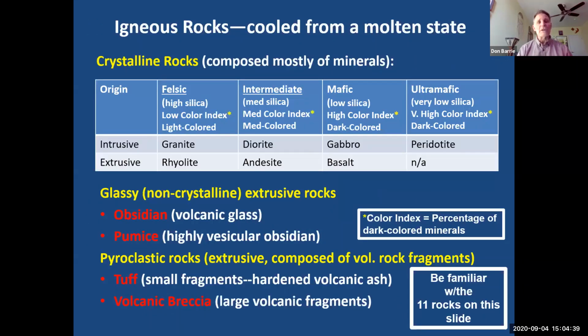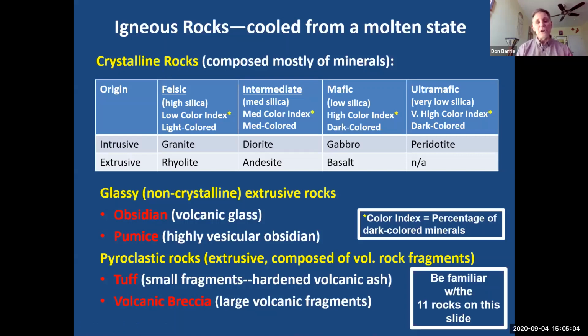Very important chart here that you want to learn backwards and forwards and sideways to the point that you commit it to memory. So here again we have our three textural classes. Three types of textures in igneous rocks include crystalline rocks, glassy rocks, and pyroclastic igneous rocks. We'll start with the crystalline rocks. Remember, these are rocks that are composed entirely of crystals.